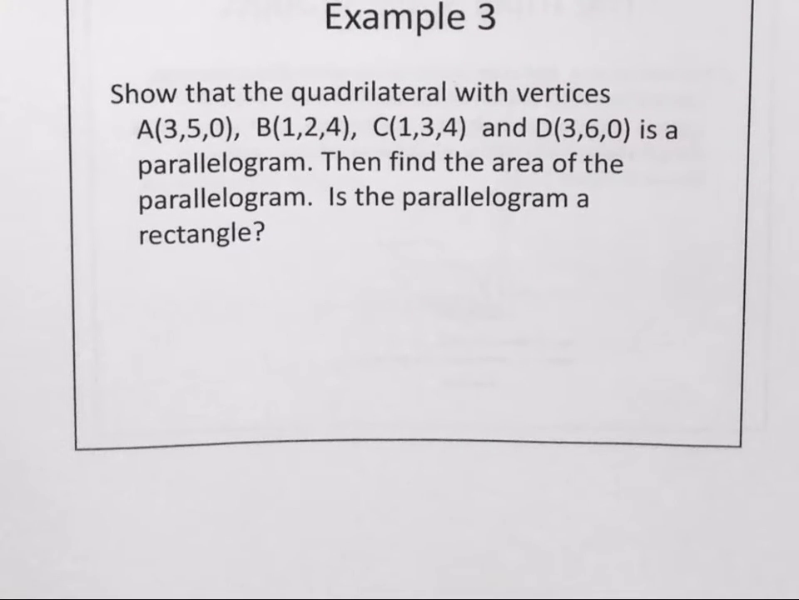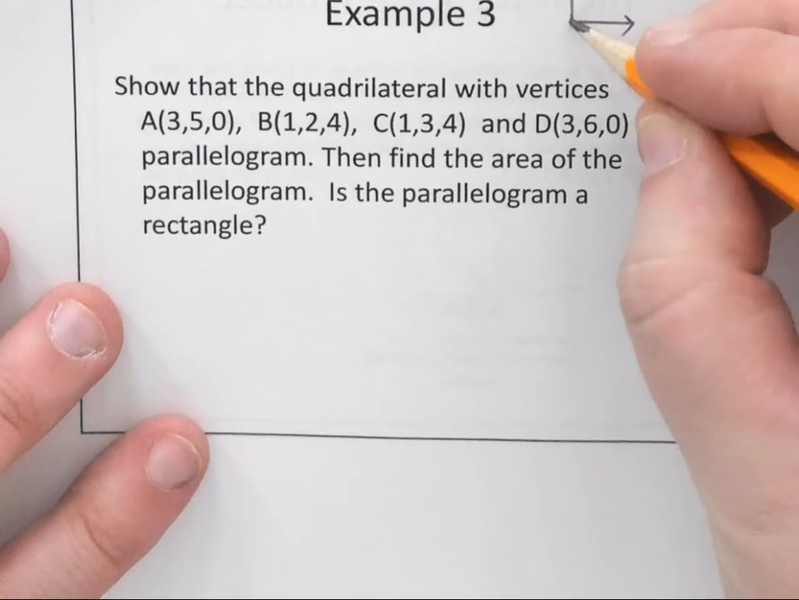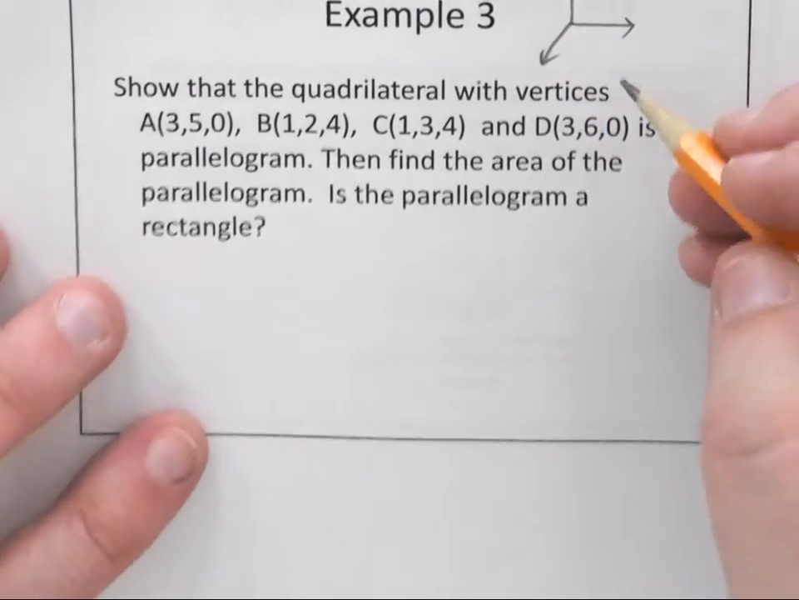Show that the quadrilateral with vertices given is a parallelogram. Honestly, as weird as it sounds, it does again help to start by graphing. Okay? So if I do a rough sketch of this thing, and yes, you can do a rough sketch in 3-space.